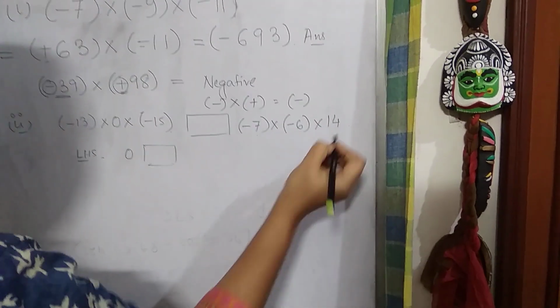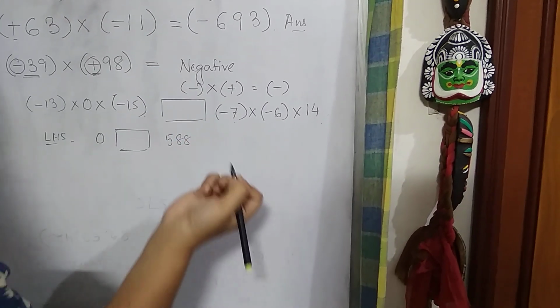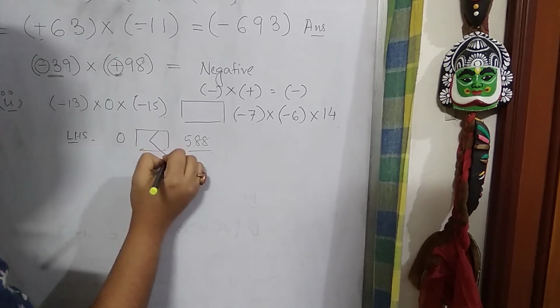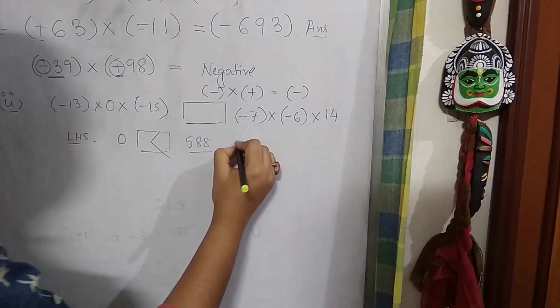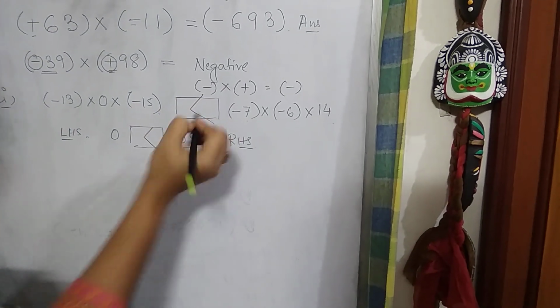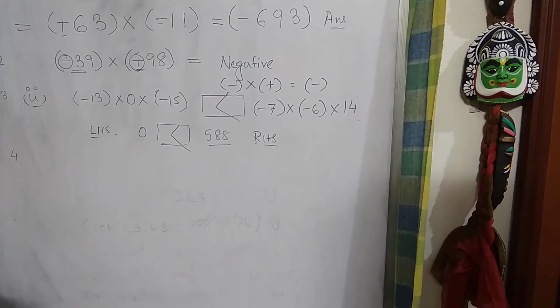Then multiplying all this together will get a number of 588. So we can understand who is greater. Obviously 588 is greater. So the right hand side is greater than the left hand side. So here we will put a sign like this. Now coming to the number 4.